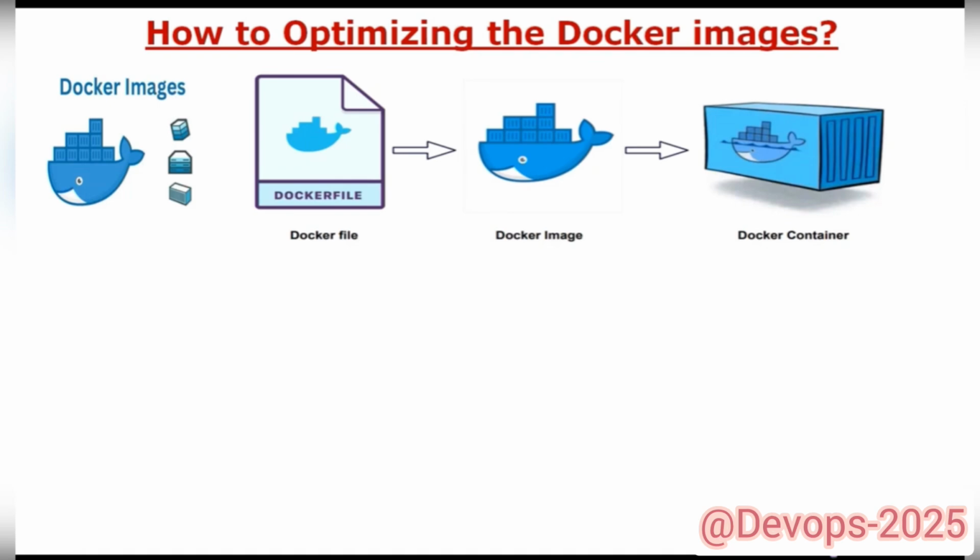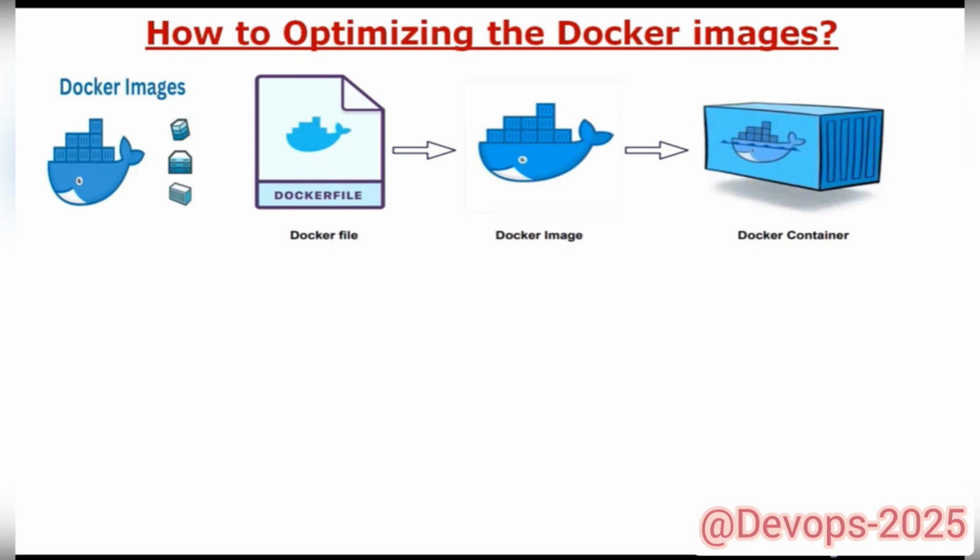Suppose, for example, if we create one directory using the RUN instruction, that is called one layer. If we give permission for one folder or file, that is also one layer. So if we run multiple instructions, multiple layers will automatically be created. So what are the different types of layers in Docker?